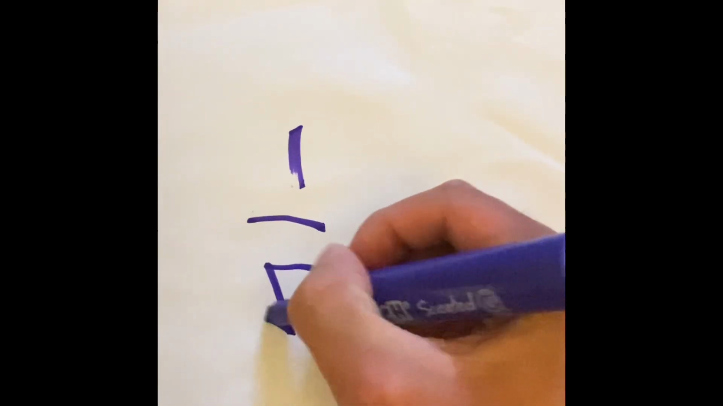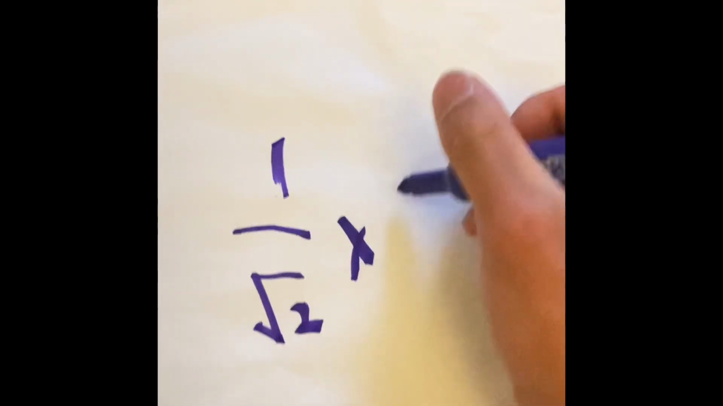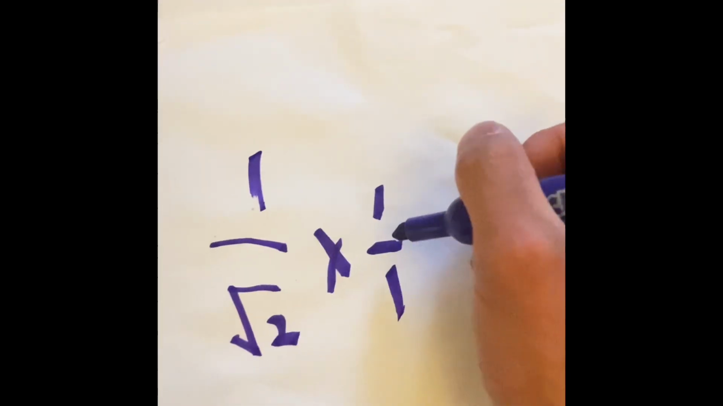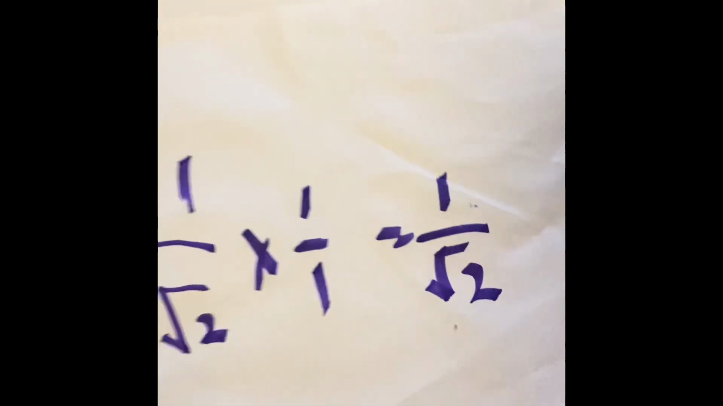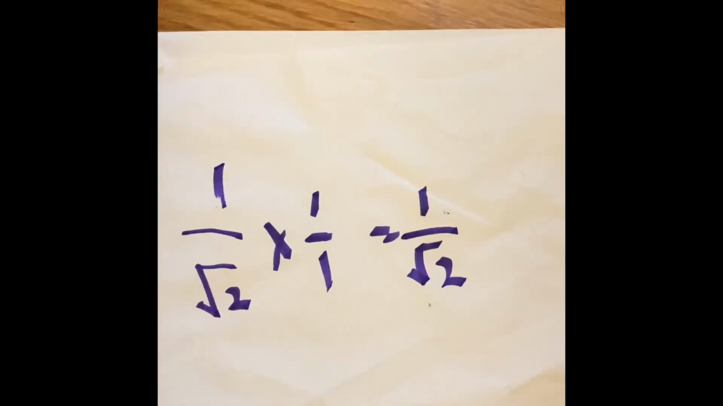Another one of my classmates asked, what happens if we have the same idea, but we multiply by 1 over 1? Well, 1 times 1 equals 1, and 1 times the square root of 2 is the square root of 2. So that won't work either.